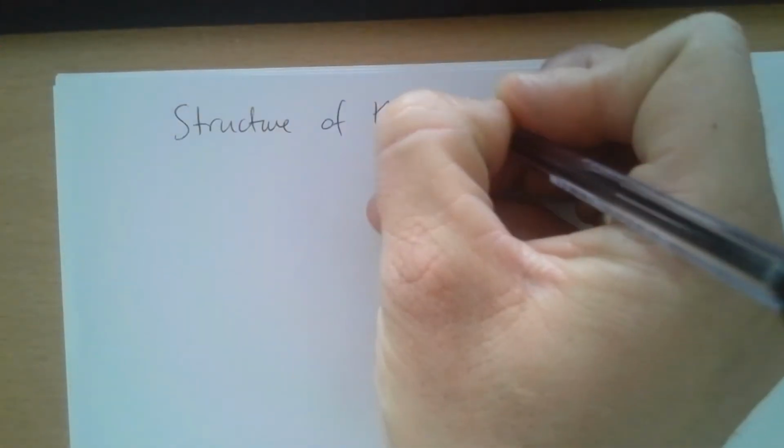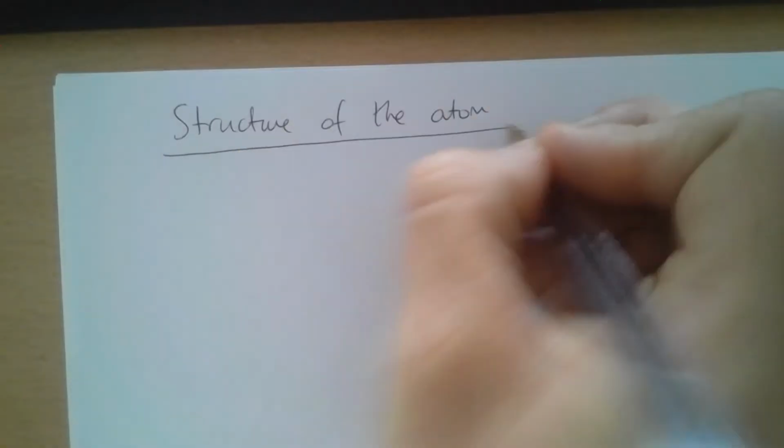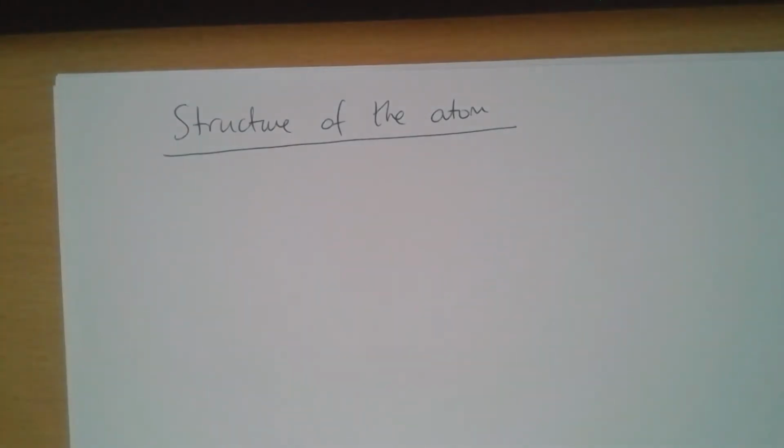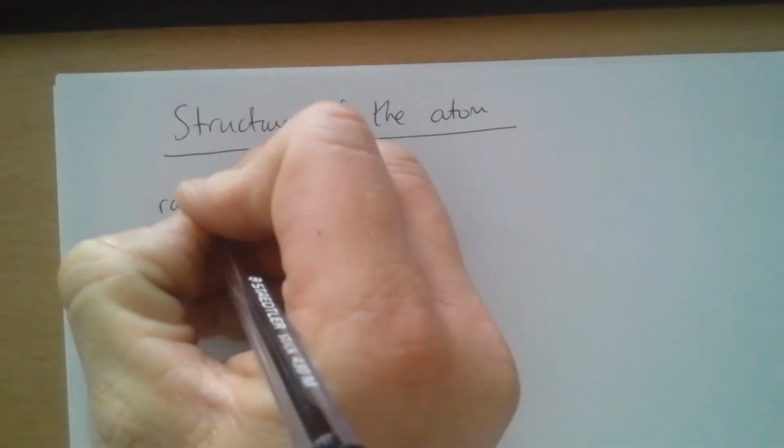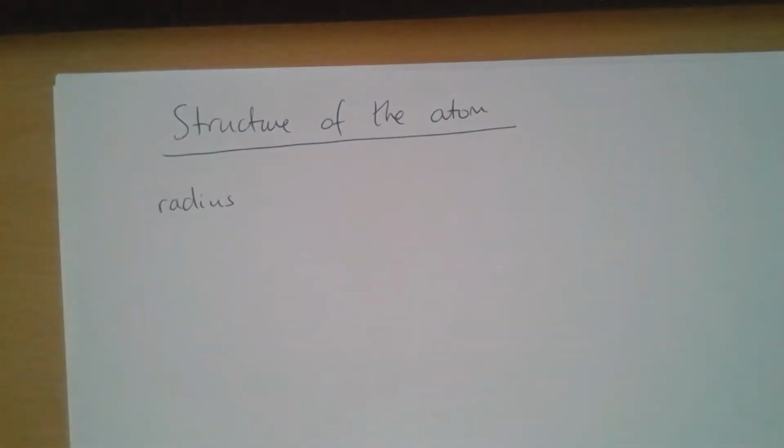So today we're going to have a look at the structure of the atom. And we're going to look quickly at what the atom is made up of, its relative size, and information about the things that make up the atom, the subatomic particles. The first thing we need to know is that an atom is a very, very small particle.